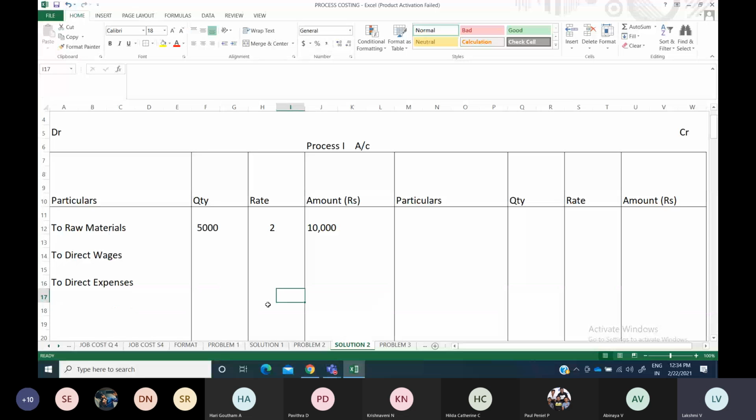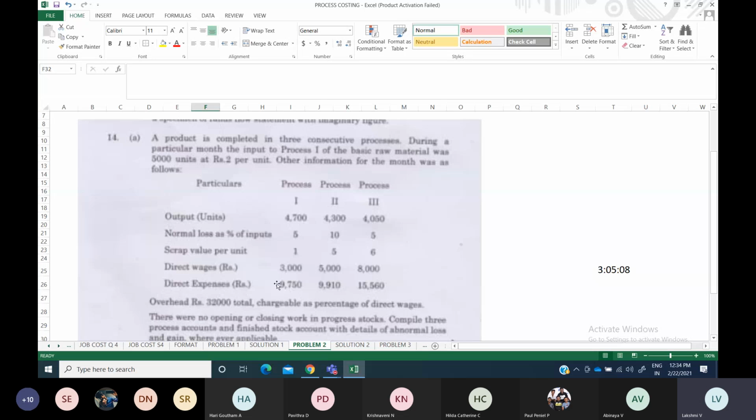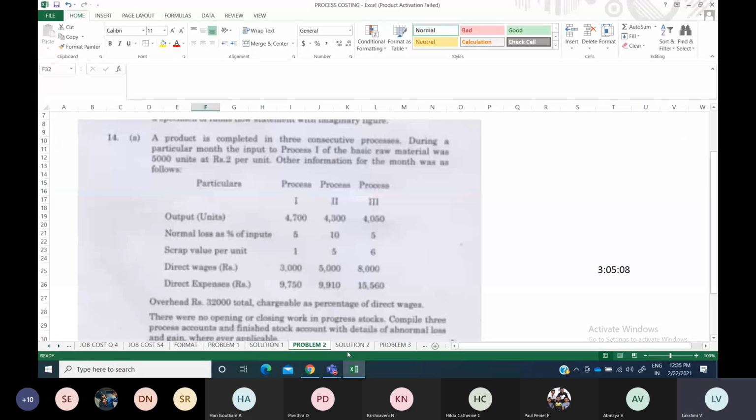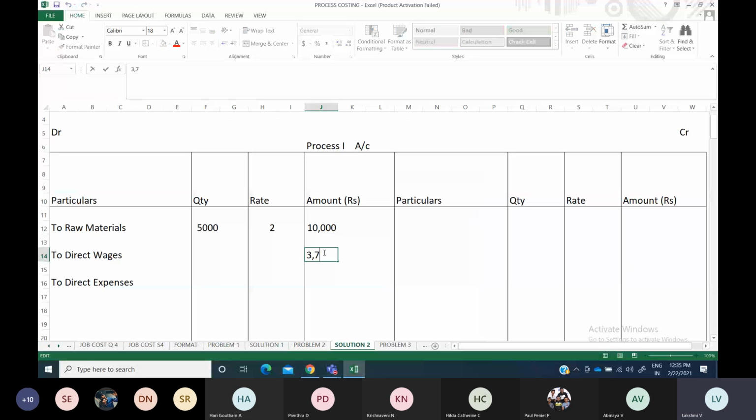3,000, 9,750. So 3,000, you don't have any quantity, nothing here, because this is wages you are going to pay here. So 3,000, and then the next one is 9,750. Only materials will have quantity and rate like that. For wages, direct expenses, everything, straight away only the amount will be given. Amount you have to enter. So direct wages, direct expenses. Similarly, when you prepare the process 2 account, you will follow this same format ditto.